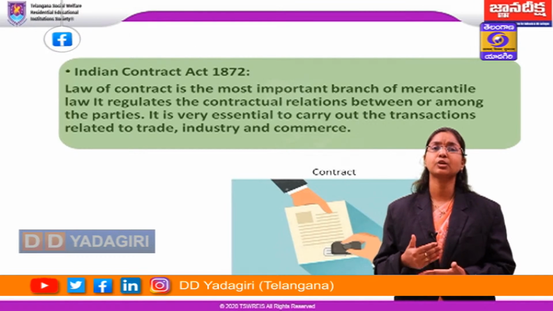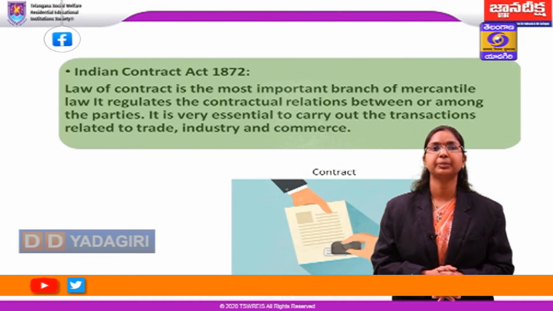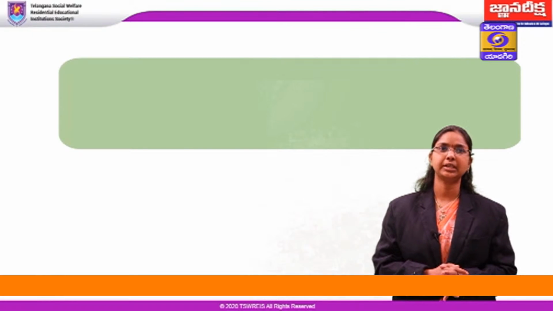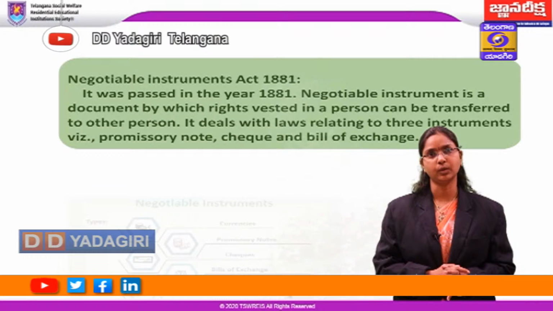An agreement becomes a contract only when it is backed up by the support of law. The scope of business law also includes the Negotiable Instruments Act. The Negotiable Instruments Act was passed in the year 1881.